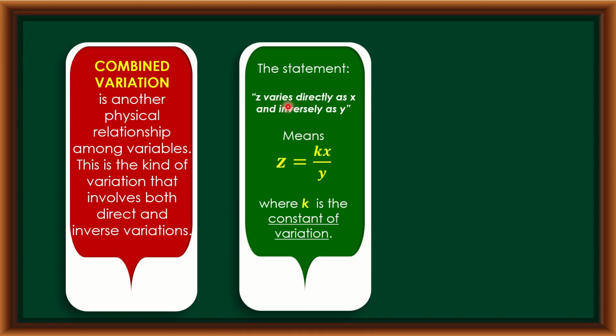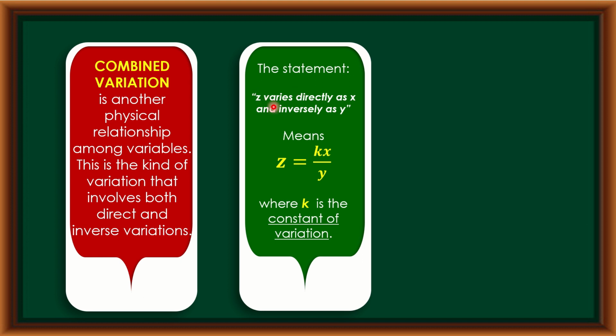The statement z varies directly as x and inversely as y means z is equal to k times x divided by y, where k is the constant of variation. Remember that the k, or the constant of variation, should not be equal to 0.